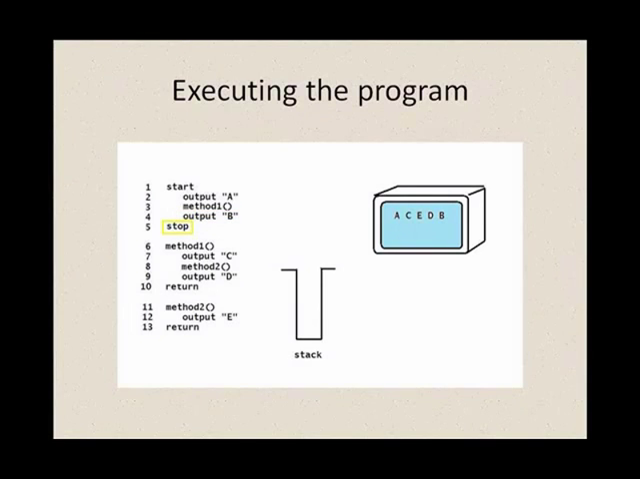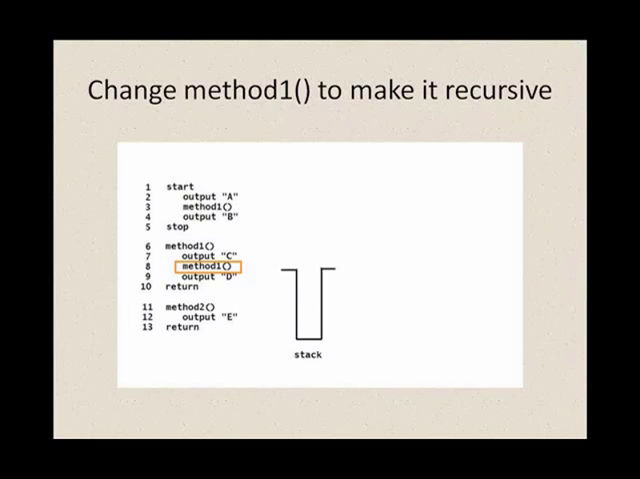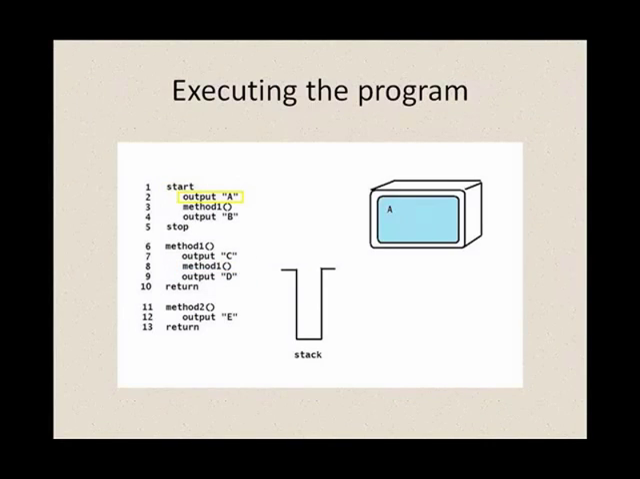Let's look at a different version of method 1 that instead of calling method 2, calls itself. Method 1 is now a recursive method, a method that calls itself. When you start this program, you output A, and you call method 1, but before you go there, you save the address to return to. Then you execute method 1 and output a C. Then you call method 1 again, but before restarting method 1, you need to save the address to return to. So we're going to save an 8 in the stack.